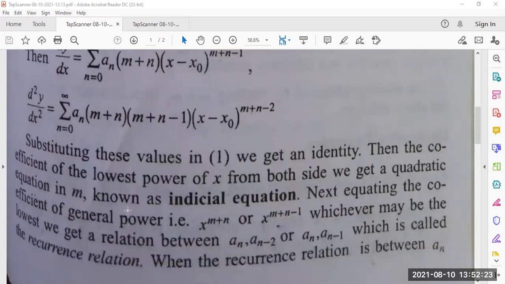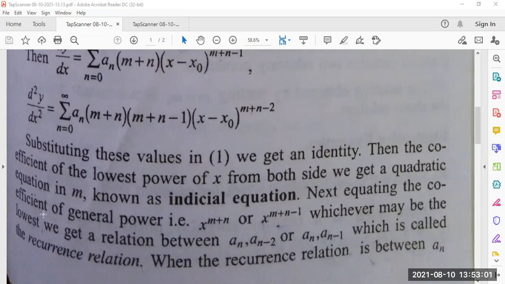Then the coefficient of the lowest power of x on both sides, we get a quadratic equation in m. If we equate the coefficient of the lowest power of x on both sides, then we get one quadratic equation of m, which is known as the indicial equation. As it is a quadratic equation, after solving it we get the two roots. As it is in terms of m, we say that they are m1 and m2. And this quadratic equation is known as the indicial equation.